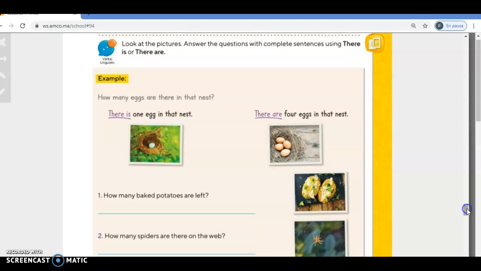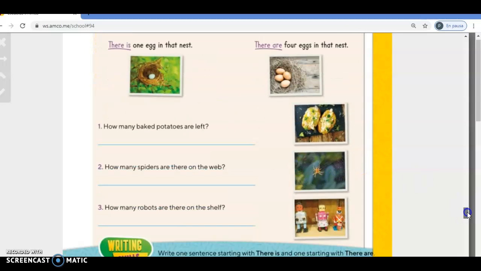According to the instruction, look at the picture and answer the question to complete the sentences using there is or there are. How many baked potatoes are left? One, two. You have to answer there are two baked potatoes.